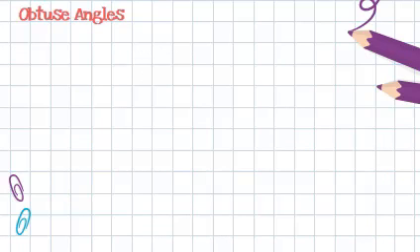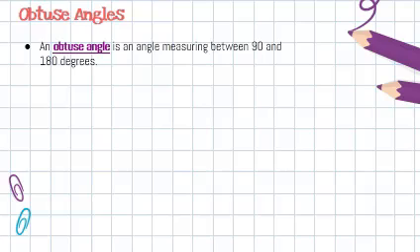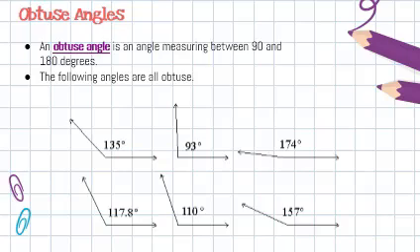The second type, which is obtuse angles, are angles that measure between 90 and 180 degrees. So all the following examples are obtuse angles: 135 degrees, 93 degrees, 174 degrees, 117.8, 110, and 157. All of these are obtuse angles because they measure between 90 and 180 degrees.